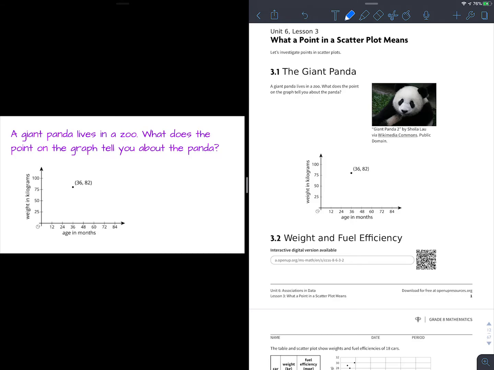When you're looking at this point, 36, 82, this really tells you that at 36 months, so this is the number of months, or I'll just say months, the panda weighs 82 pounds.